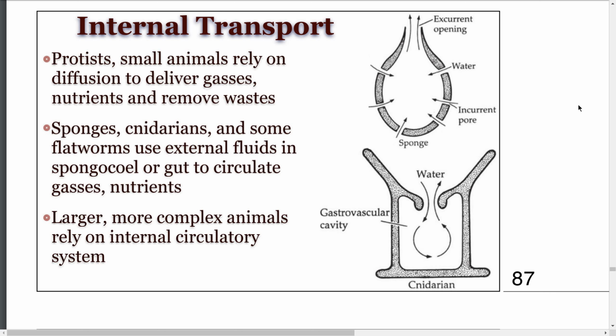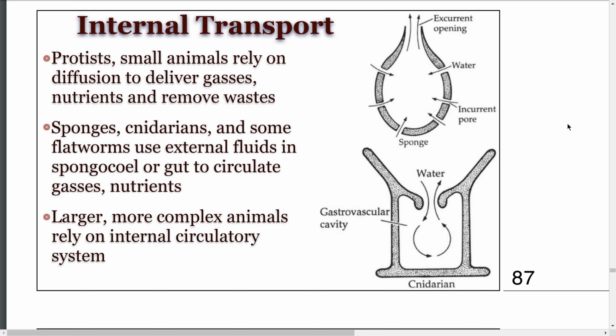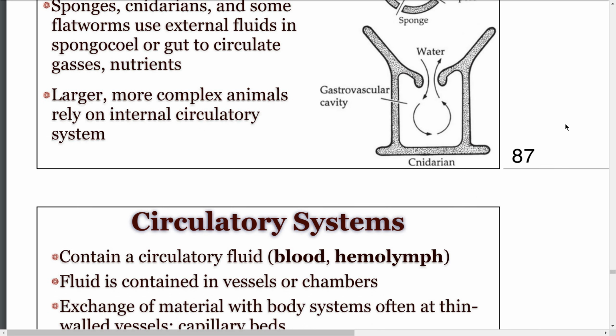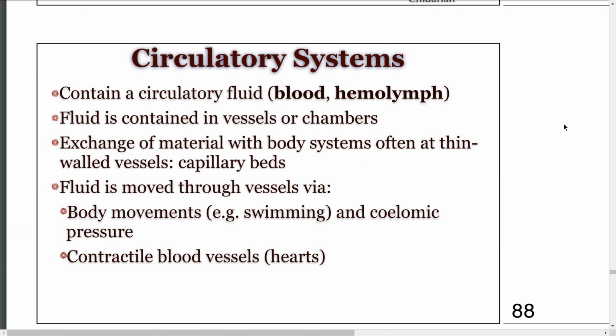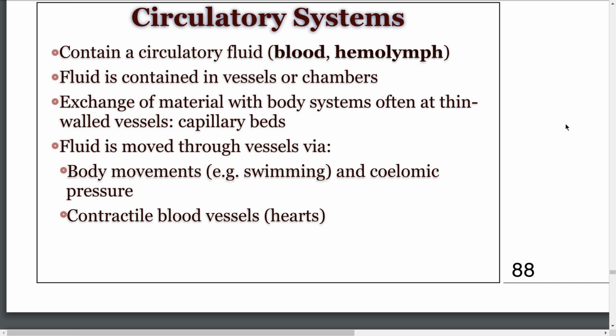All right. So for larger organisms, they need some sort of a true internal system, not just a gut. And so you have true circulatory systems. Circulatory systems contain a fluid, called either blood or hemolymph, depending on the kind of circulatory system. We'll get to that in a minute. And that fluid is contained in a combination of vessels and/or chambers within the body that is not open to the external environment.